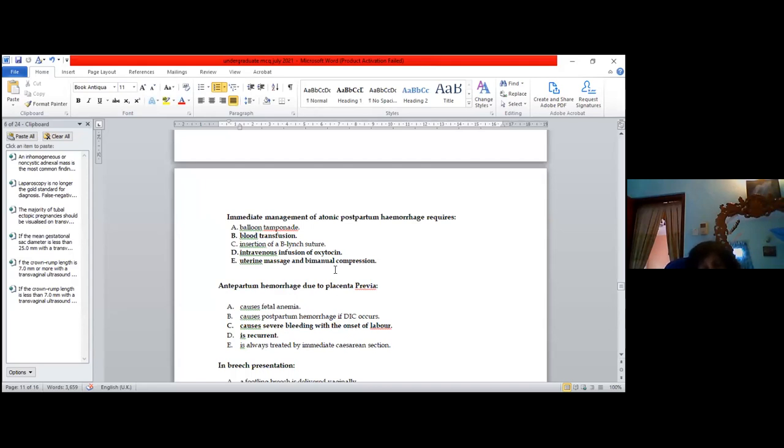Tranexamic acid 1000 milligrams IV can be given as initial management, and also carboprost can be given if it's available.